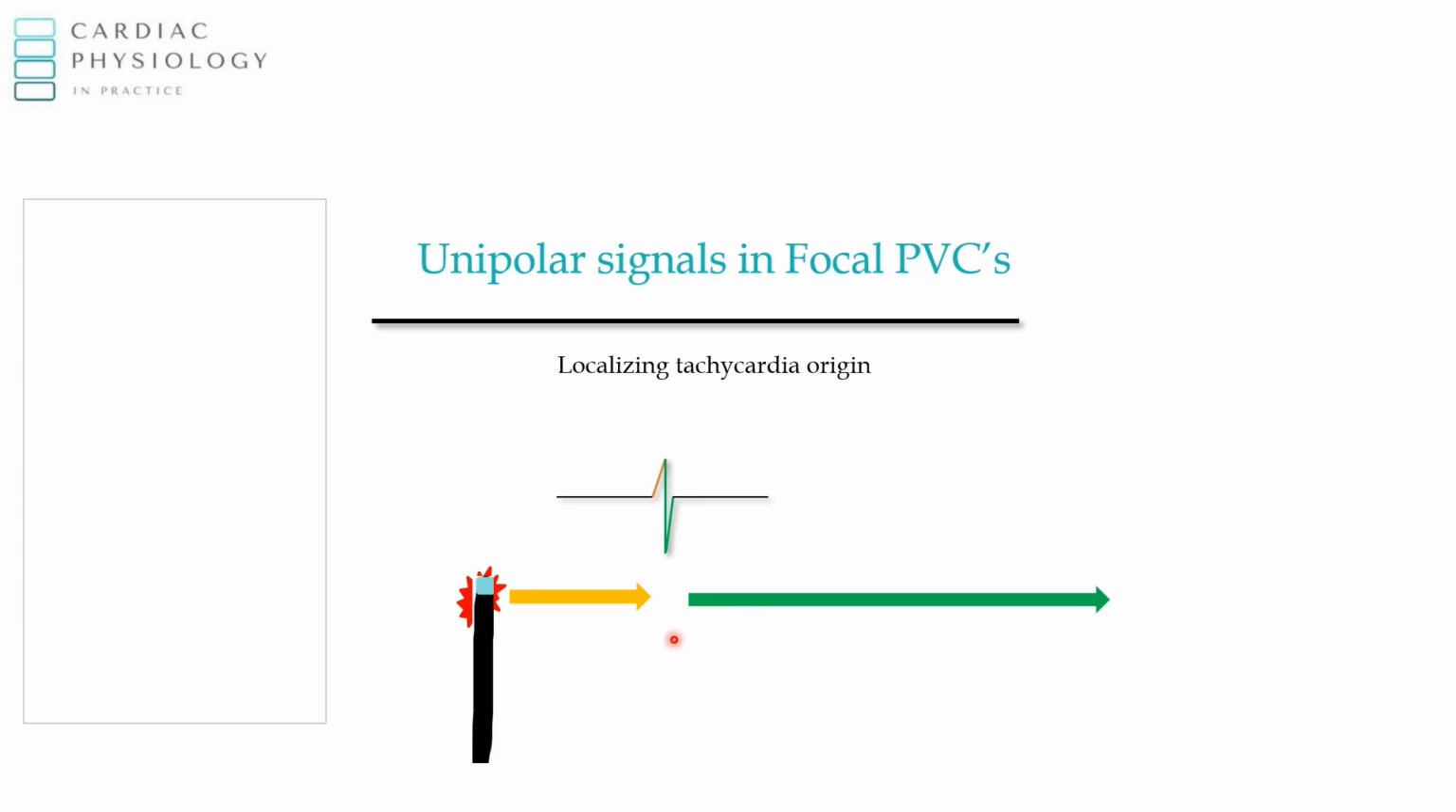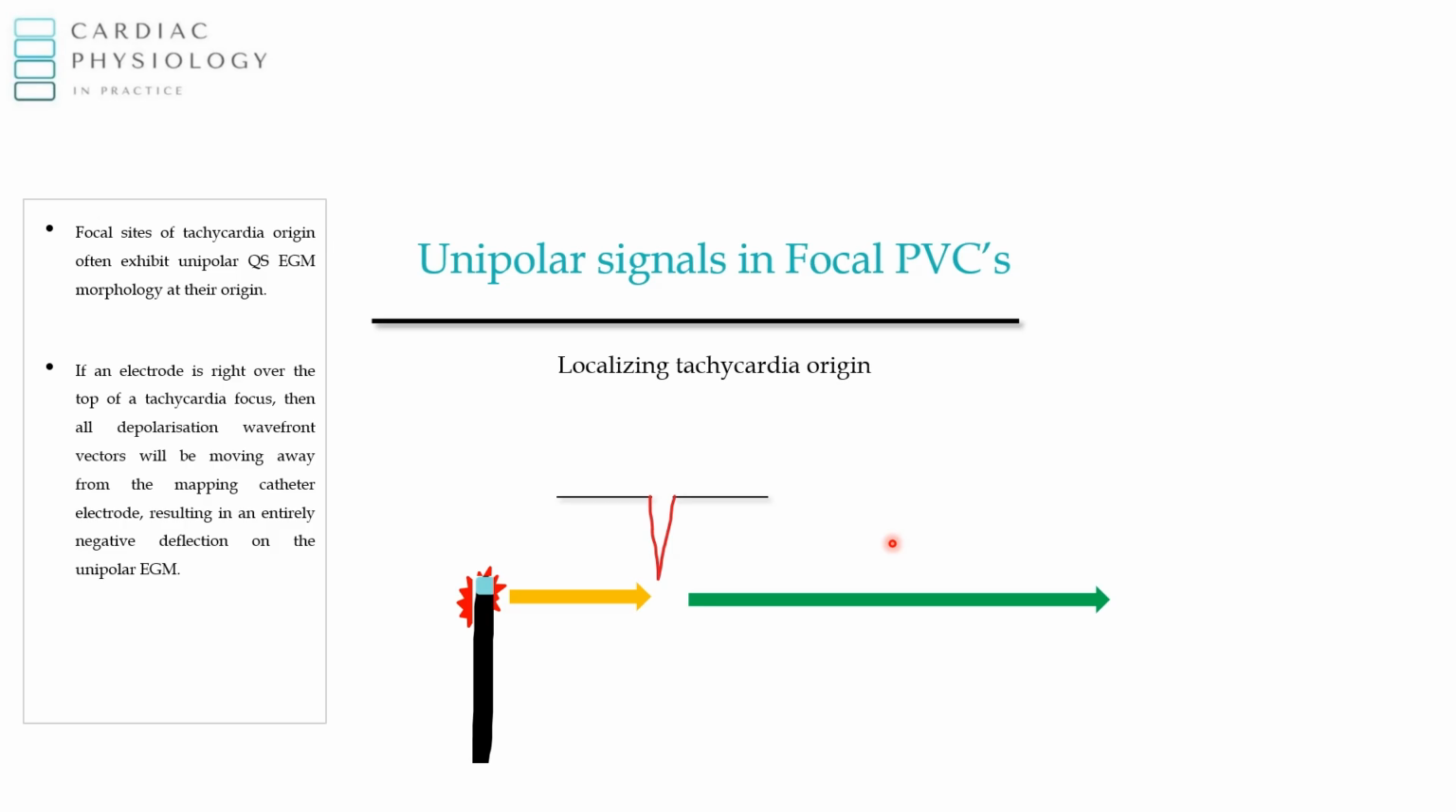Now, if we imagine that we then move our ablation catheter right over the top of tachycardia origin, then all of the depolarization wavefront will be moving away from our ablation electrode, and that results in a unipolar QS pattern. And so unipolar QS patterns are consistent with the focal origin of a PVC. So if you have a bipolar electrogram that's early relative to QRS onset, and then you have a unipolar electrogram exhibiting a QS morphology, these are strong predictors of PVC origin and strong predictors that ablating in this location may achieve success.